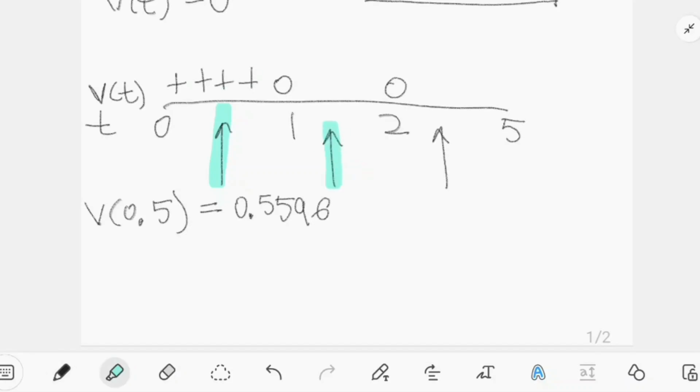Moving on to this interval, when t is between 1 and 2, v of 1.5 is negative 0.2877.